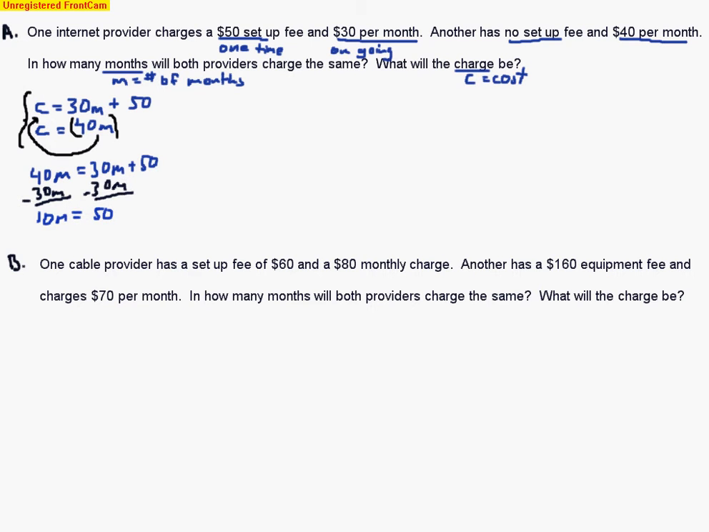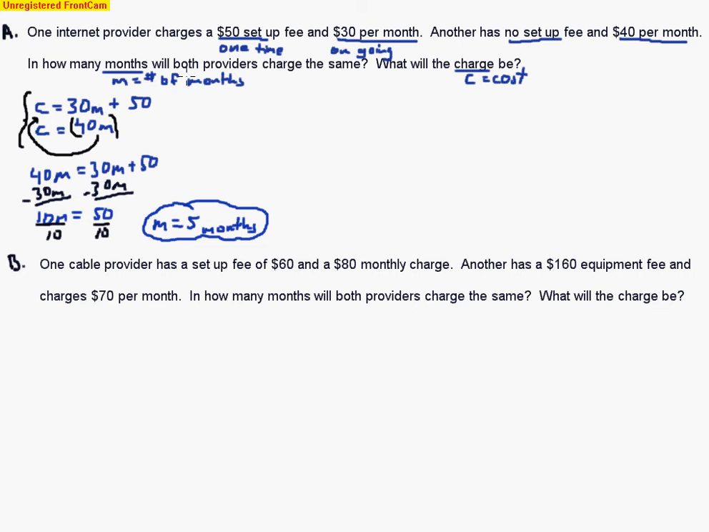So we've got another opposite operation here. I'm going to divide by 10. When I do that, we've got M by itself. So M equals 5. So 5 months, that's the number of months when they'll end up charging the same. But then they wanted to know one other part. What will that cost be? Well, we do the same thing we had done before. We put 5 in place of M.